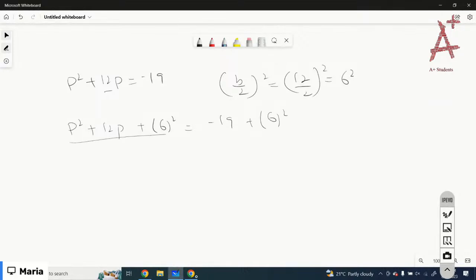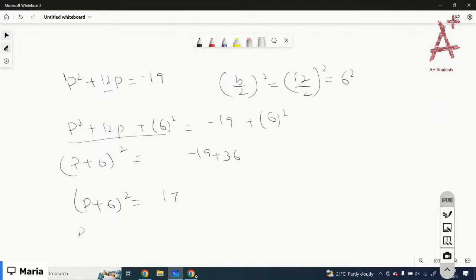So it is the complete square of p plus 6 whole square, and 36 minus 19 is 17. So it would be p plus 6 whole square equals 17.